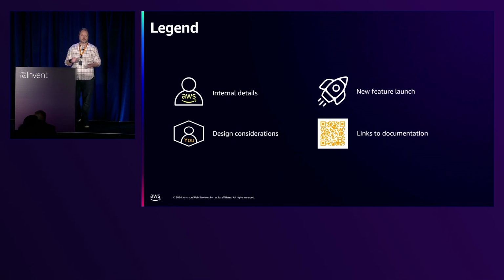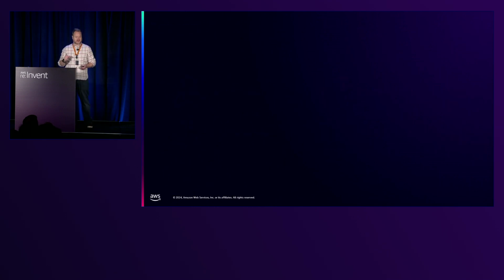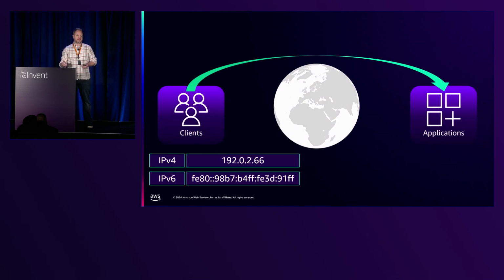We use a few different icons during the slides to indicate we've got internal details, or if there's a new feature launch, or links to documentation for a QR code. We'll pause, try to give you time to take pictures of that. The recording will be on YouTube afterwards, so we do have a lot of content to get into. So let's jump right in.